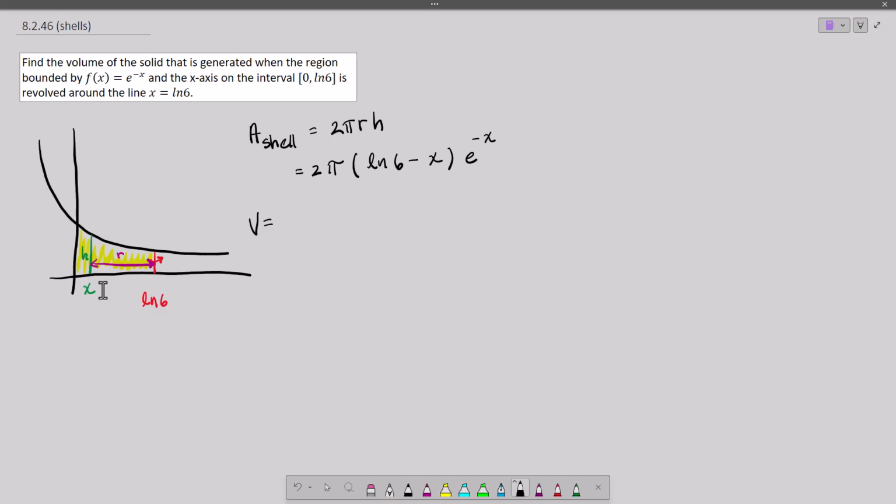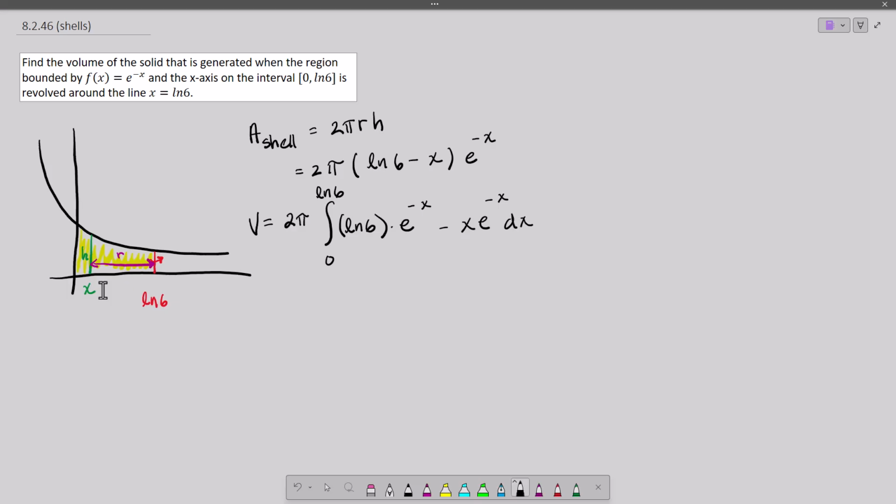So let's do a little bit of distribution or factoring here. We're going to have 2 pi out in front, and then we're going to have the integral from 0 to natural log of 6. And we are going to distribute, so we're going to have natural log of 6 multiplied by e to the negative x minus x times e to the negative x.